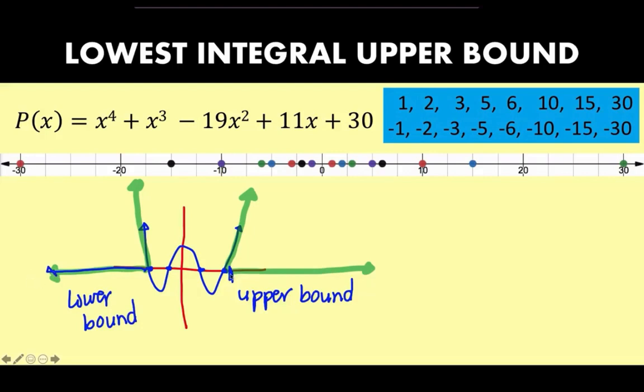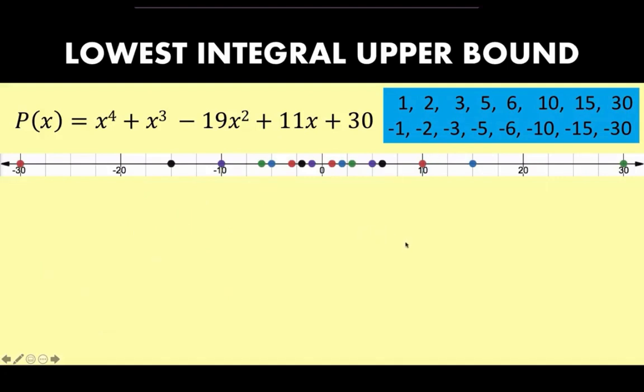And if we can identify the lowest integral upper bound and the highest integral lower bound, we can narrow down our search for the roots. That is what we are going to do next. Let's search now for the upper bound. It is not good to test 30. If we found 30 to be an upper bound, 30 is really at the right side.